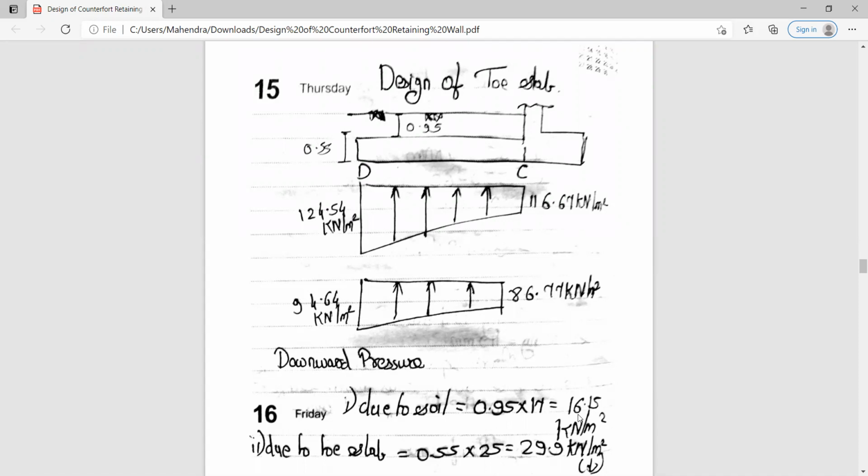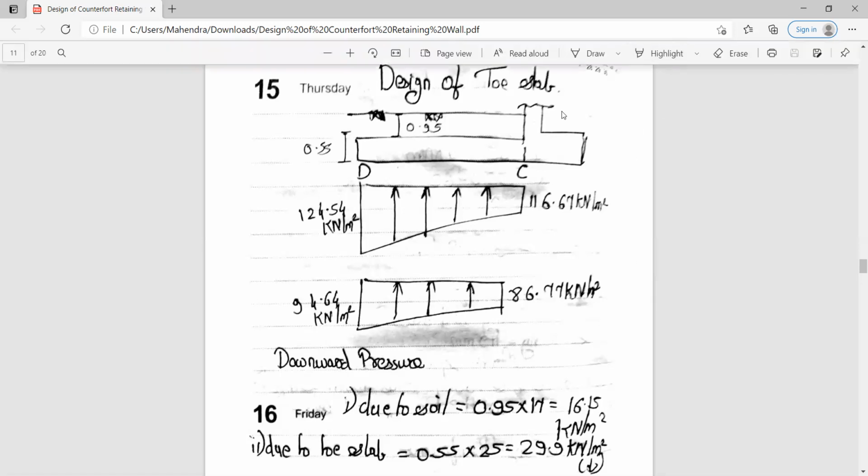0.55 into 25 comes up to be 13.75 kilonewton per meter square, and total 13.75 plus 16.15 comes up to be 29.9. So total downward pressure is your 29.9. The value of 0.55 into 25 is 13.75 and total downward pressure we get is 29.9 kilonewton per meter square. So do up till here.